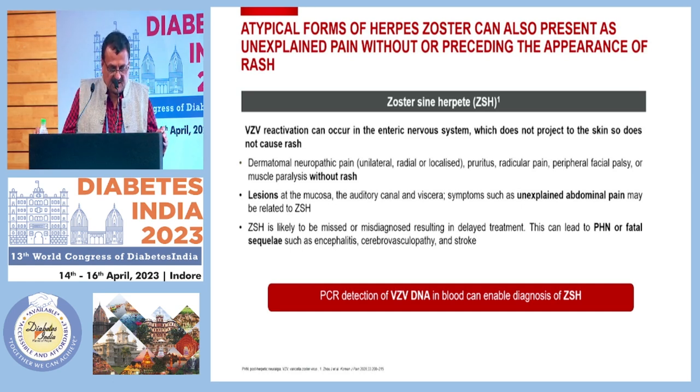Zoster is likely to be missed or misdiagnosed, resulting in delayed treatment. This can lead to postherpetic neuralgia or fatal sequelae such as encephalitis, cerebrovasculopathy and stroke. But these are the rarest complications, and less than 1% of the population comes in this condition.